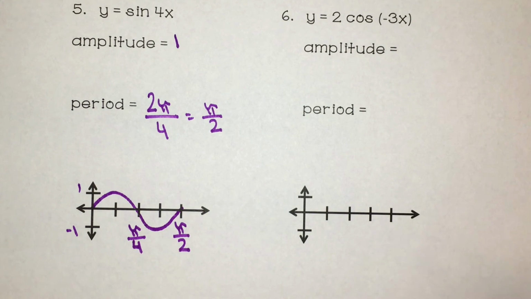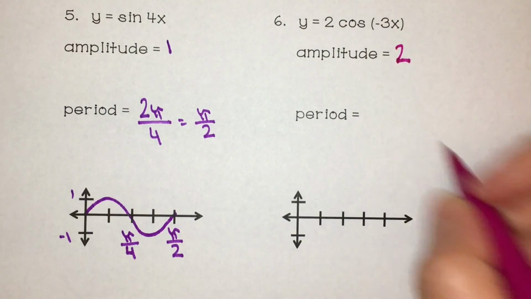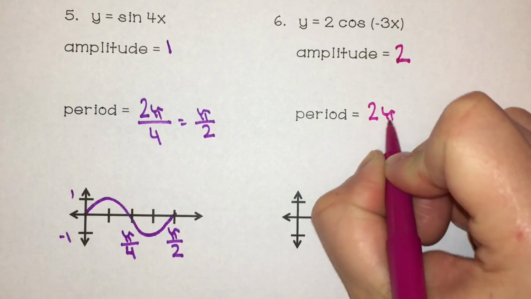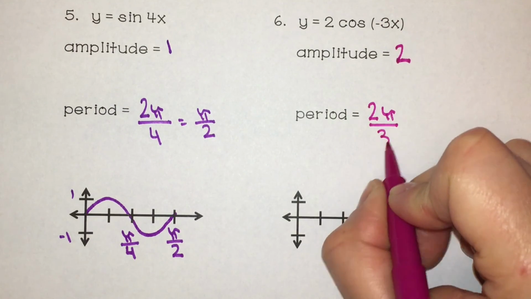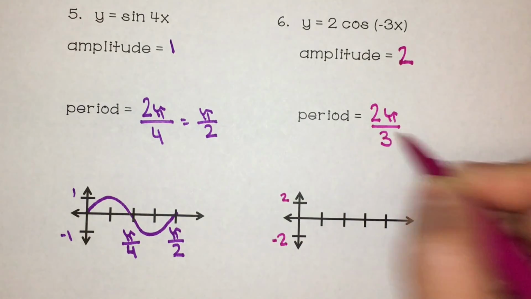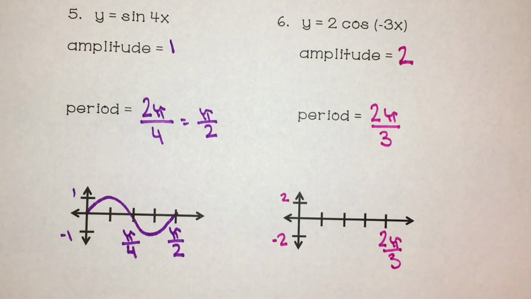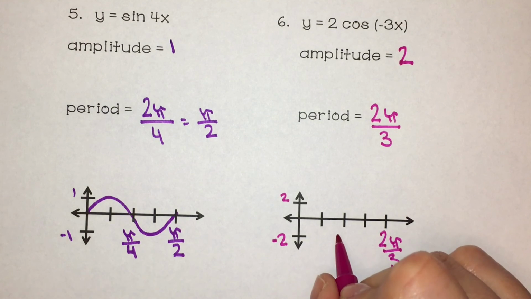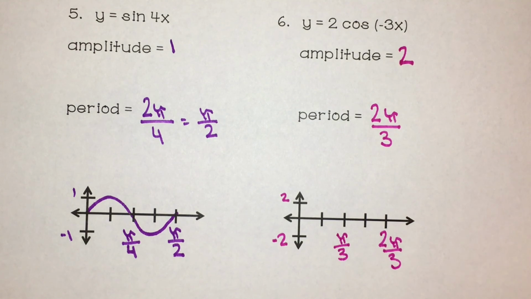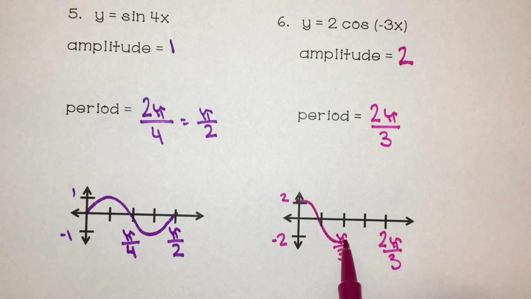All right, last one, amplitude is 2, period, 2 pi over the absolute value of negative 3 is positive 3. All right, so it goes up to positive 2, down to negative 2. The entire cycle is 2 pi over 3, and half of that is pi over 3. Okay, so it is cosine. I have to start at the top, go down, and back up, and you are finished.